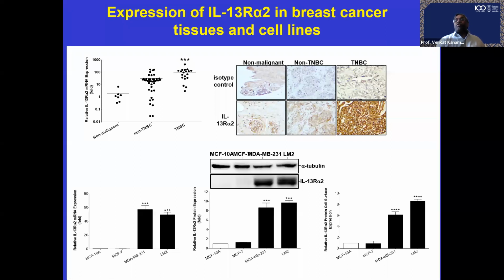And as you can see, this is the isotype control antibody. Here we used an antibody specific for IL-13 receptor alpha, which shows a very strong signal, indicating the expression is high in triple negative breast cancer. We chose the cell line models.